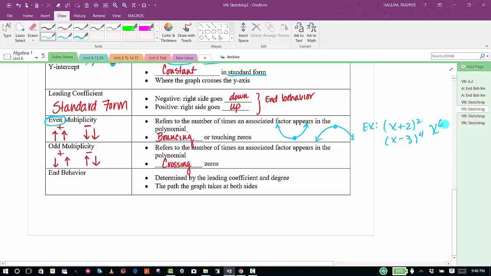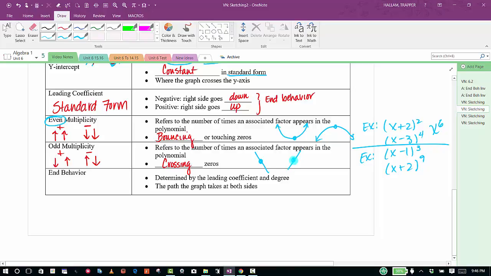If it's an odd multiplicity, for example's sake, we could say x minus 1 cubed, right? Or x plus 2 to the 9th. Those would be odd multiplicities. They would be zeros that we would cross through. However that looks, they would go through those.